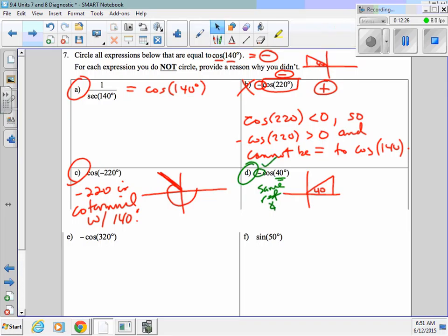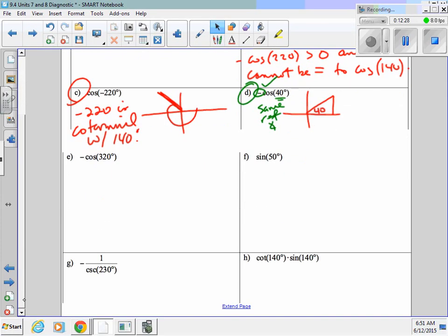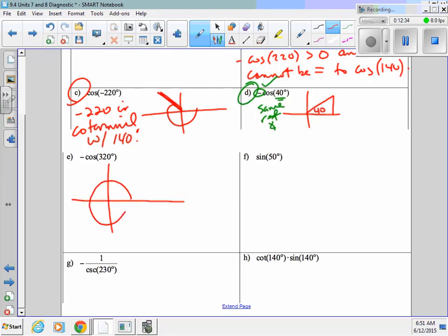All right, negative cosine of 320. Well, where is 320? 320 is in the fourth quadrant. 90, 180, 270, and another 50 gives us 320, which gives us a reference angle of 40. Now, we're in the fourth quadrant, so cosine is positive. We have the same reference angle, and since cosine is positive and we're multiplying by negative, this equals a negative. And we have the same reference angle, so we're good to go. E works.